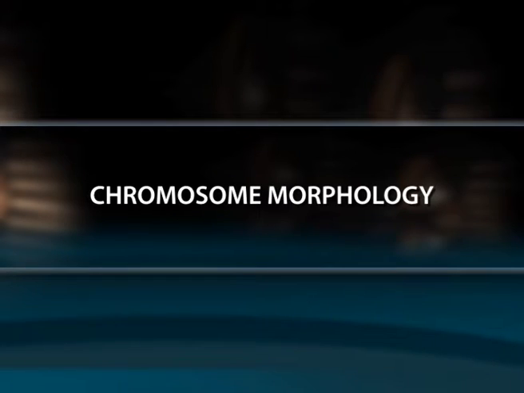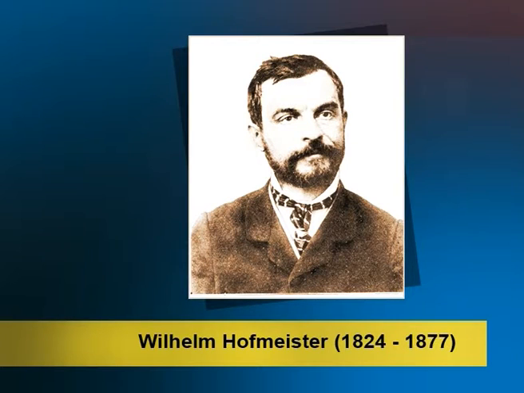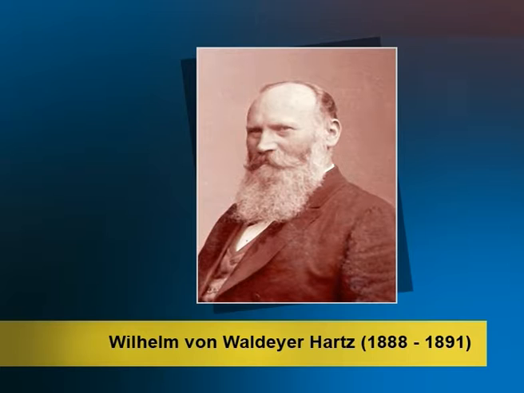Chromosome morphology. Chromosomes were first seen by Hofmeister in 1848 in the pollen mother cells of Tradescantia in the form of darkly stained bodies. The term chromosome, where chrome means color and soma means body, was used by Waldeyer in 1888 to designate their great affinity to basic dyes.